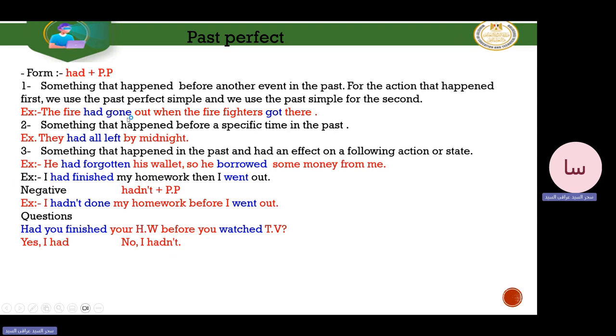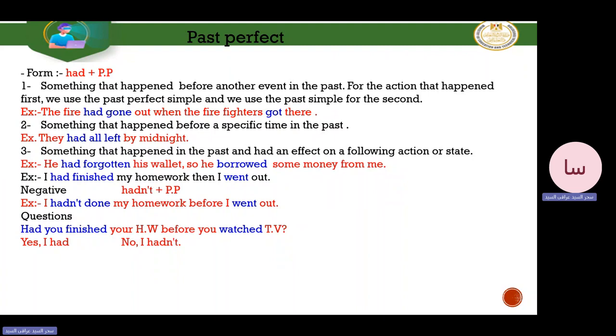Another usage for the tense: if we have an action that happened in the past, but before a time in the past, like what? Before 1990, before this year comes, I had already done or finished my study. Before this year came, the action I was doing had ended or completed. By 9 p.m., before 9 p.m. comes, I had done my homework.